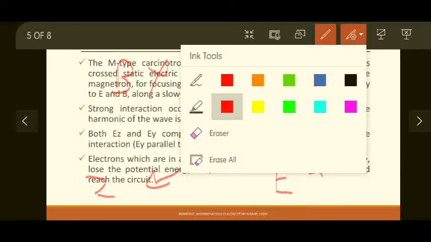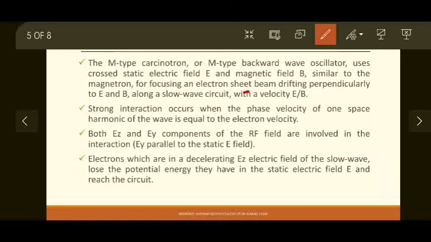Okay, but this drifting of the electron beam is along a slow wave circuit. So the position of the electron beam also changes in case of M-type BW. We'll see the diagram. So the strong interaction occurs when the phase velocity of one of the space harmonics of a wave is equal to the electron velocity. So that is quite obvious. So when the velocity of the wave equals the electron velocity, their interaction starts.